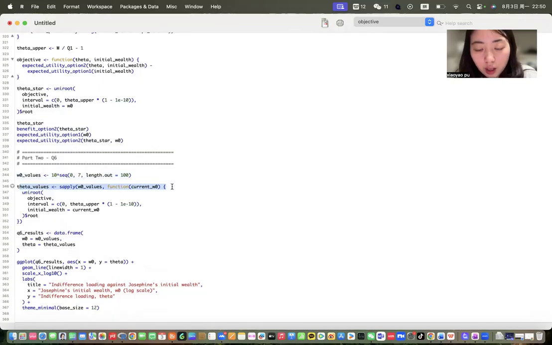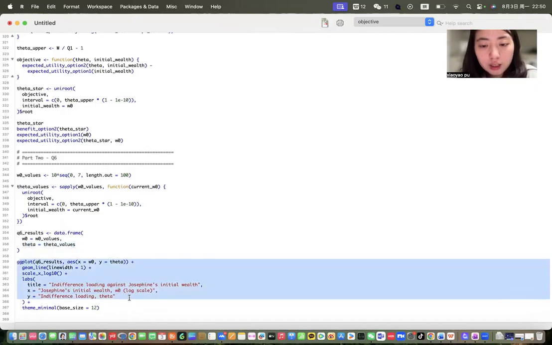And then this code applies the root finding function to every initial wealth value. Each result is the loading that makes Josephine indifferent for that level of wealth. Next, this combines the wealth and the corresponding indifference loading in a data frame for plotting.